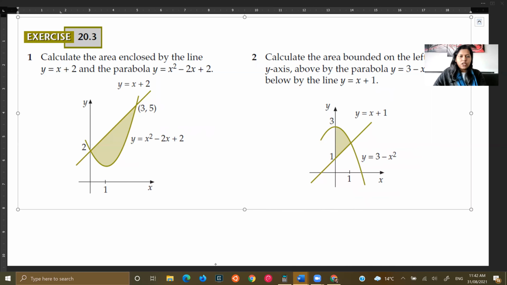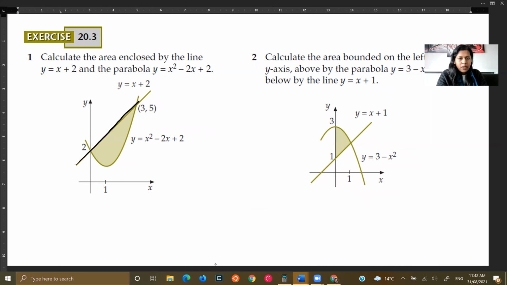Okay, let's do this question here. What I'm trying to do is find the area between this line and that curve. So this is the area I'm looking for. When you're finding area between curves, the first thing you want to do is figure out which one is at the top and which one's at the bottom.